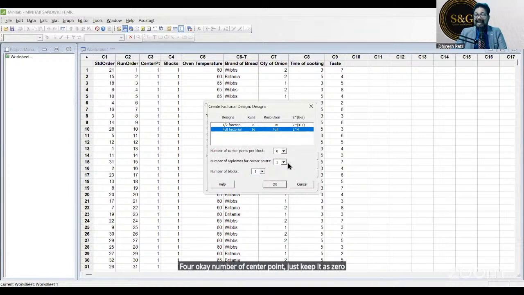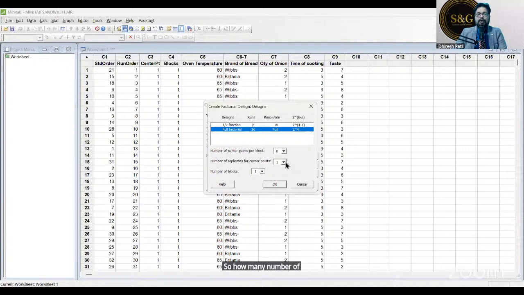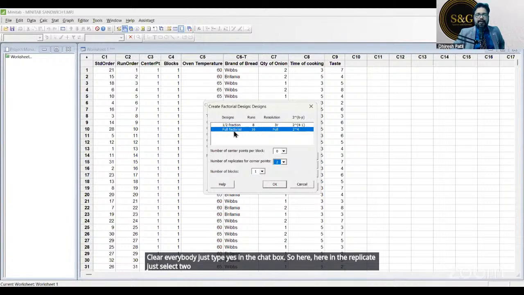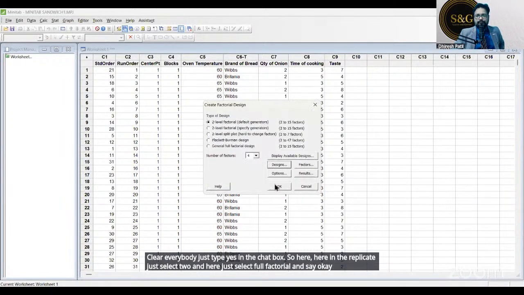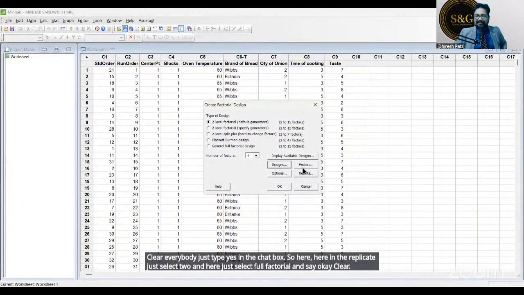Number of replicates. Replicate is nothing but a repetition. So how many number of replicates we have? 2 replicates. Clear, everybody? Just type yes in the chat box. So here in the replicate, just select 2. And here, just select full factorial and say OK. Clear?